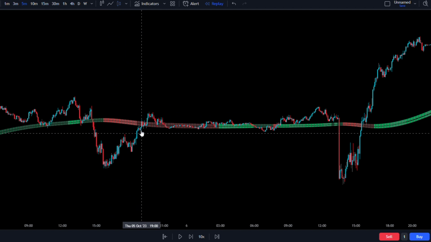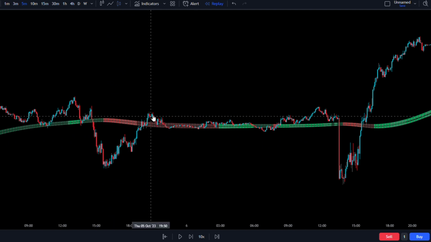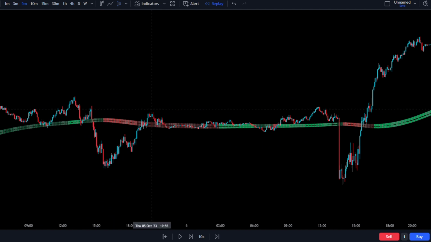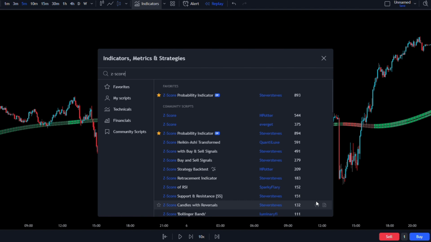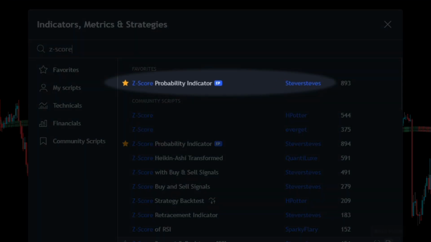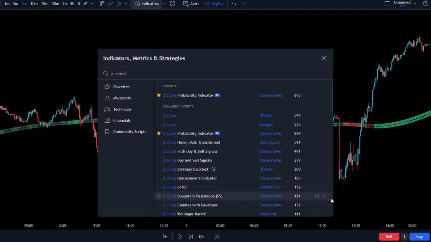If price is above the red market bias, we're still looking for sells because this is signifying to us that price is oversold. So now we need another 2 indicators. So let's go to the indicators tab. And for the second one, we're going to need the Z-score probability indicator, the exact same as yesterday's video.